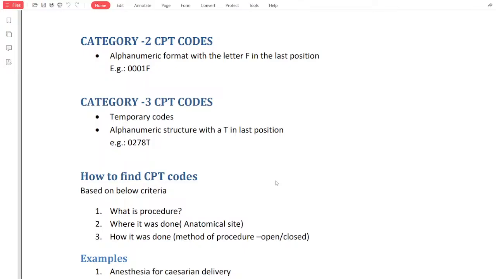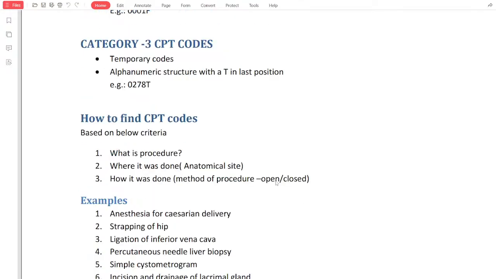Category 2 CPT codes contain an alphanumeric format with the letter F in the last position, for example 0001F. Category 3 contains temporary codes, with the letter T in the last position of the alphanumeric structure. And how to find CPT codes?